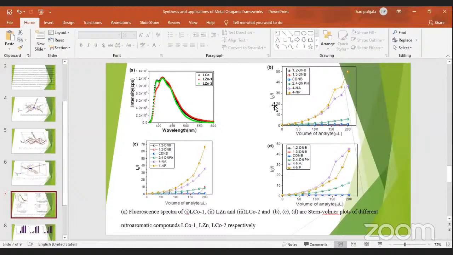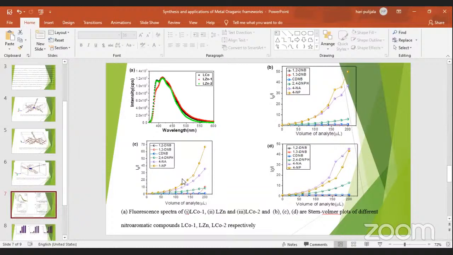These are the different absorptions using various nitro compounds: 1,2-dinitrobenzene, 1,3-dinitrobenzene, chlorodinitrobenzene, 2,4-dinitrophenylhydrazine, 4-nitroaniline, and 4-nitrophenol. In most of the studies, these three compounds showed the absorptions as I naught by I values, and 4-nitrophenol and nitroaniline show the better graph.